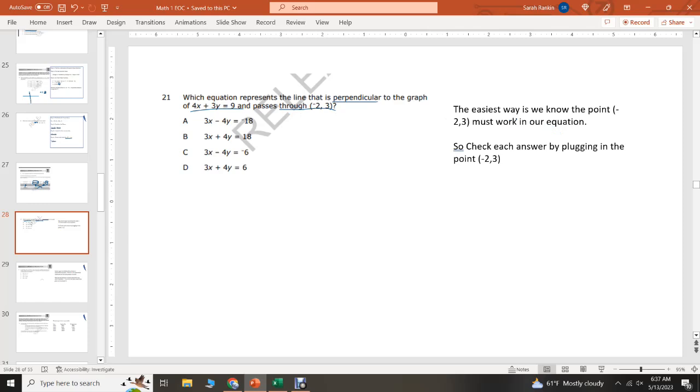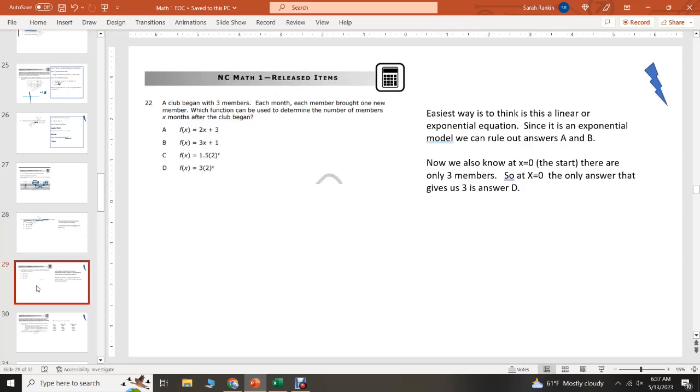But it's much easier, since we know the point -2, 3 goes through our equation, then we can plug the point x equals -2, y equals 3 into each one of these equations and see which one works. Whichever one it works in, that's your answer.